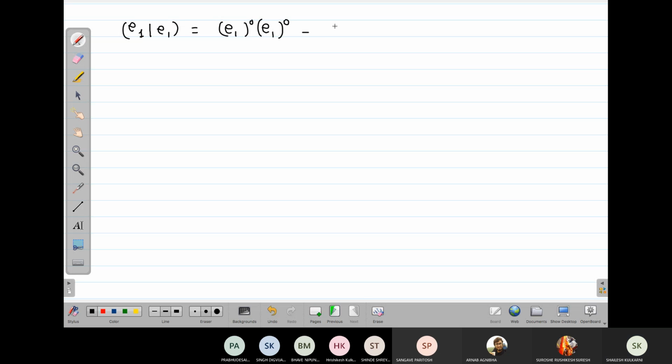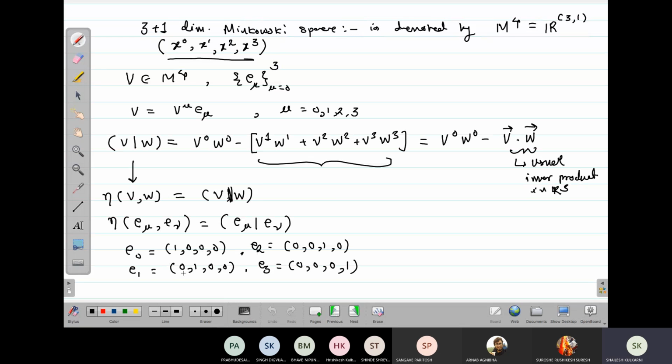Minus E1 1, plus E1 its second component, is not square, it's second component. E1 3, E1 3. Okay, so E1 was what? E1 was this: 0 1 0 0. Okay, let us see whether this is correct or not.